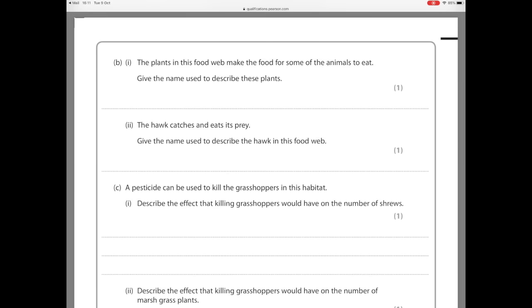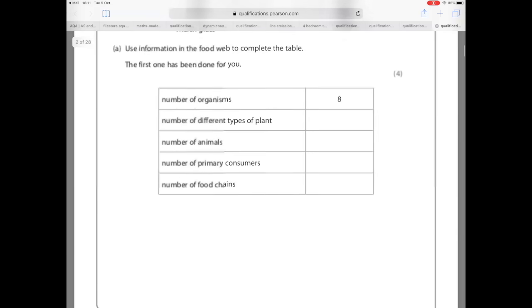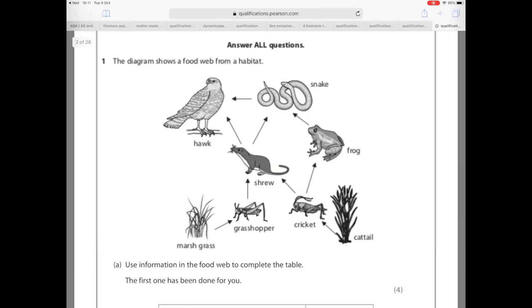A pesticide can be used to kill the grasshoppers in this habitat. Describe the effect that killing grasshoppers would have on the number of shrews. So we need to have a look. Oh right, so the grasshoppers are eaten by the shrews, so clearly if we reduce the number of grasshoppers, the number of shrews will reduce because there is less food for them.